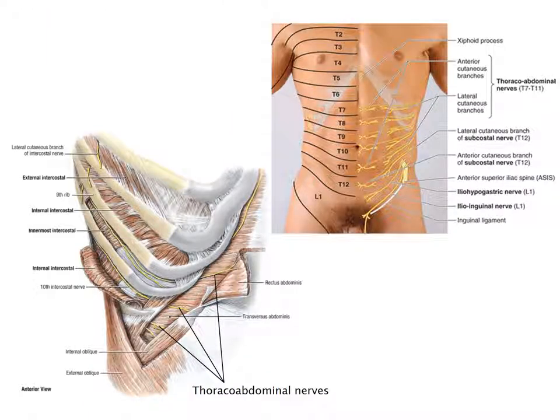As you may recall from the thorax presentations, the intercostal nerves of T7 through T11 change names to become the thoracoabdominal nerves as they cross the costal margin, shown here. Here are the intercostal nerves within the intercostal spaces, and as soon as they cross the margin, they change names to become the thoracoabdominal nerves. Just as the intercostal nerves were found between the internal and innermost intercostal muscles, the thoracoabdominal nerves are found in the same intermuscular plane between the internal oblique and the transversus abdominis muscles.